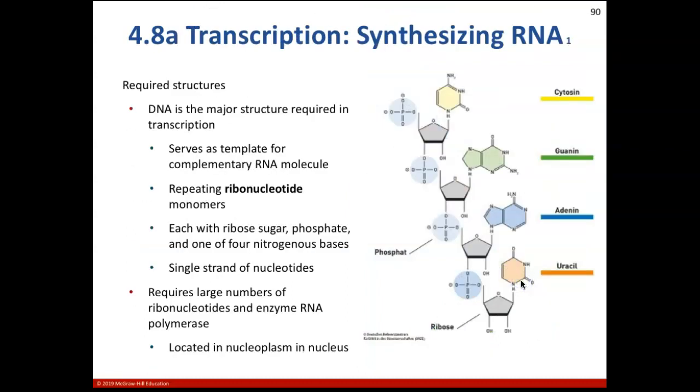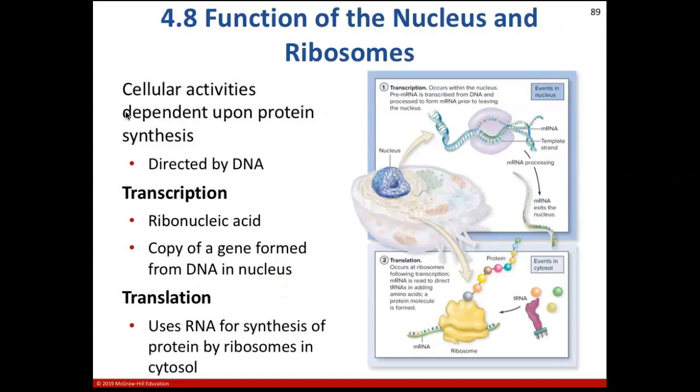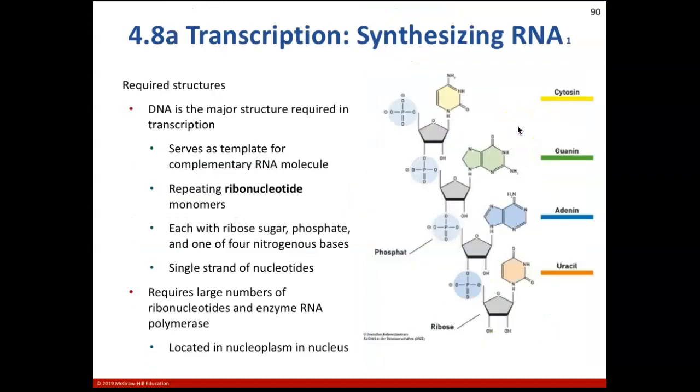So here are some of our required structures. We already know that DNA is going to be a major structure needed in transcription. It's going to serve as our template for that complementary RNA molecule. So just like we saw over here, this DNA molecule that was twisted into a double helix gets opened up like a zipper, and we create this mRNA strand within it.